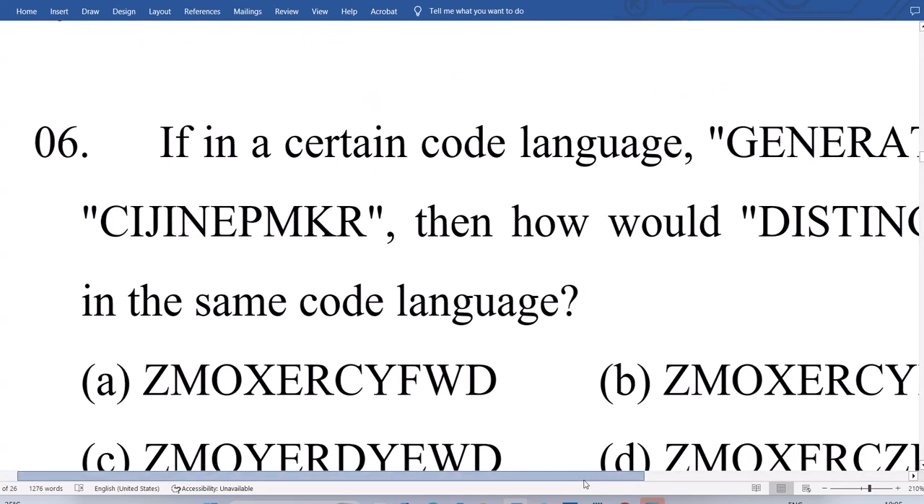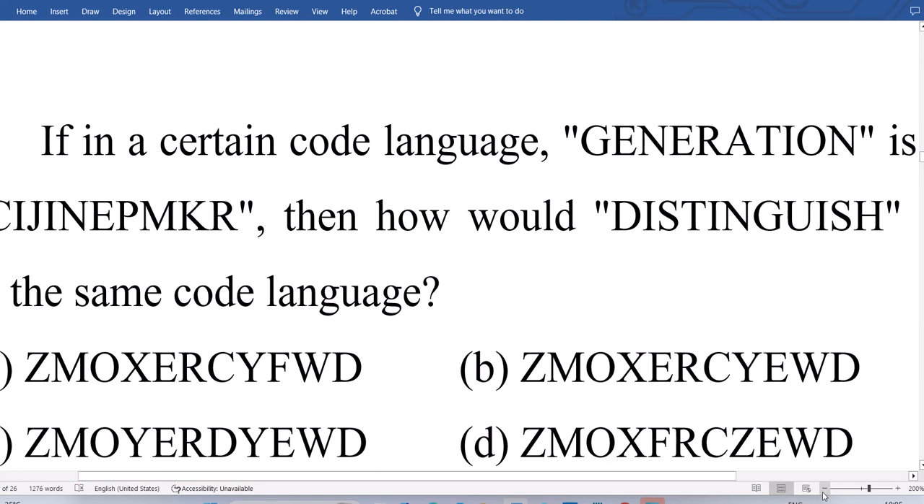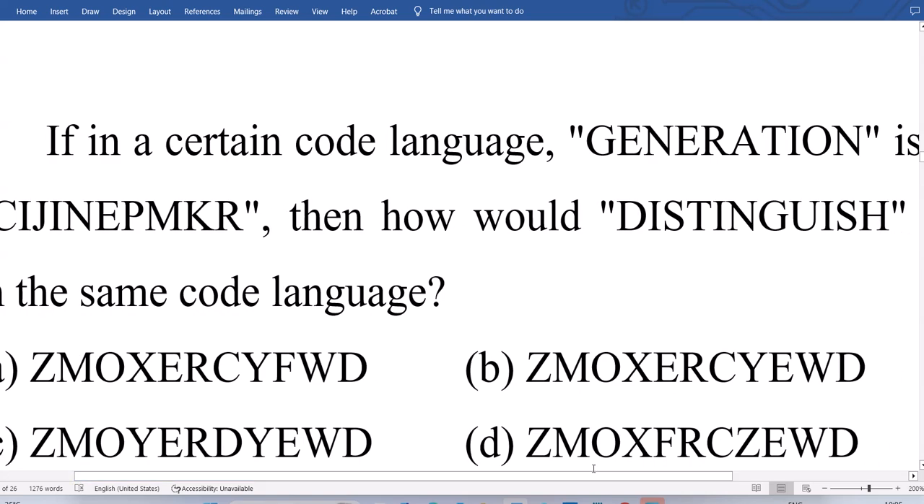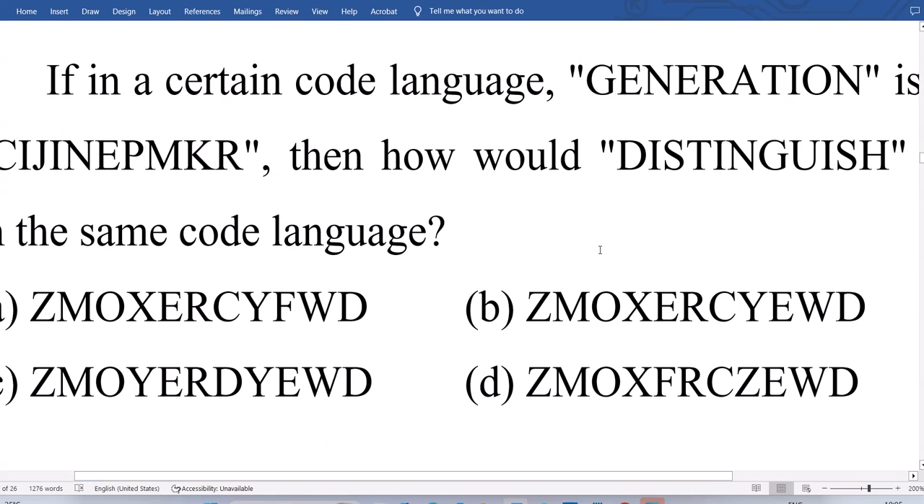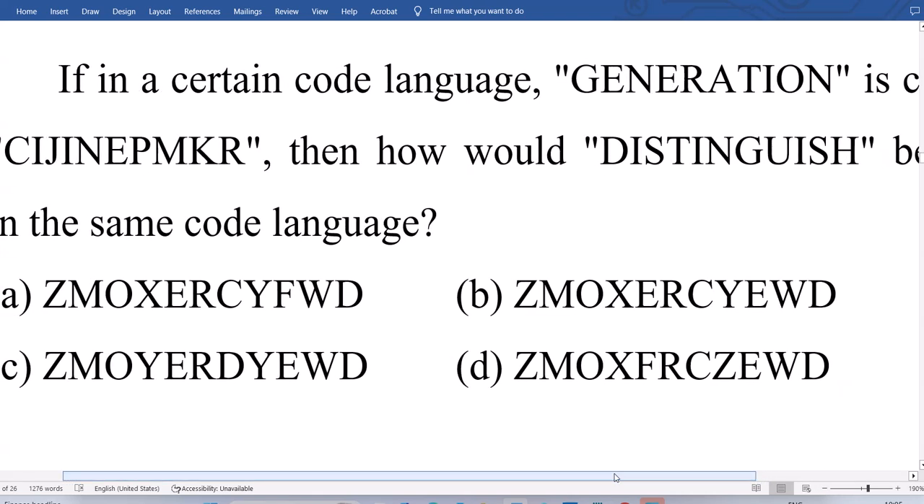Now coding and decoding. The question is given like this: Generation is coded as CIJINEPMKR. Distinguish is coded as what? Just go through the question and try to understand the logic. You have a clue: every option starts with ZMO and ends with WD.